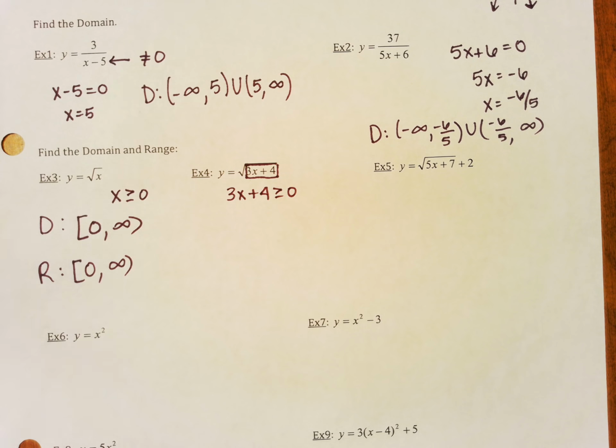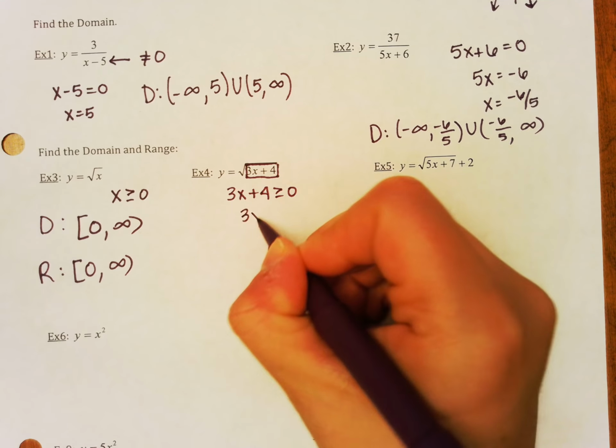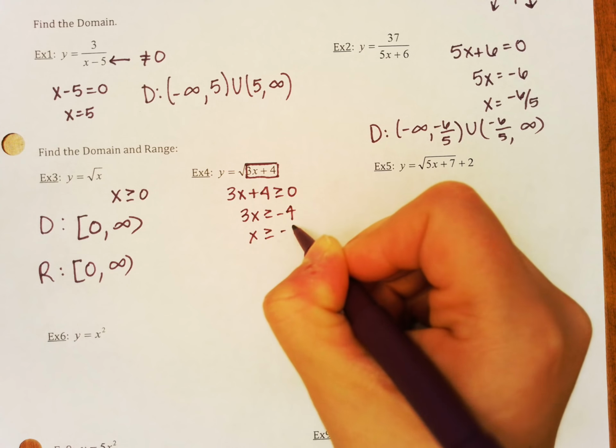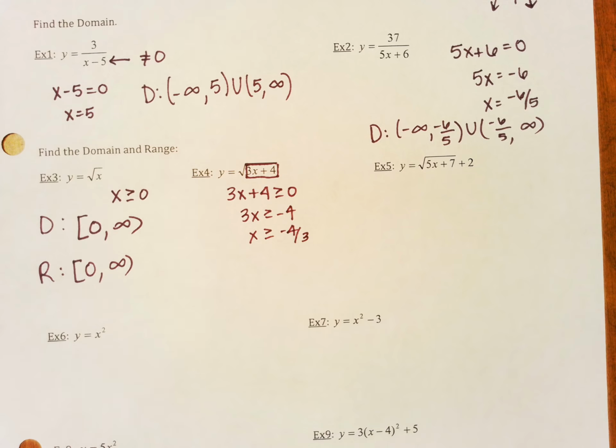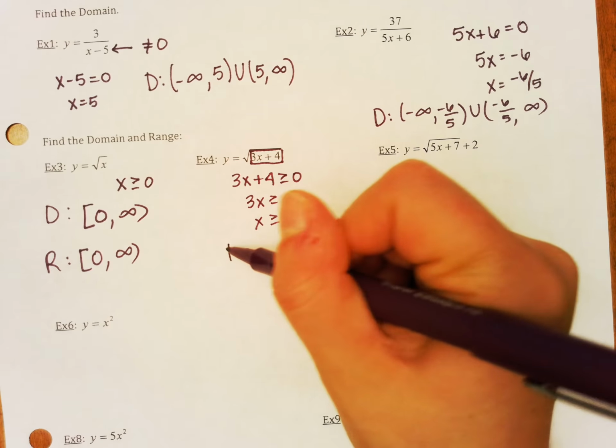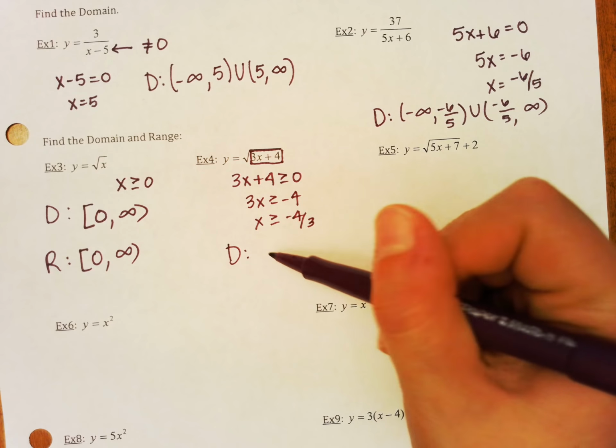I can't plug in negative 10 here. It won't work. You'll get an error. So we have to figure out where that cutoff is. So if I solve this, divide by 3, I again get that x has to be bigger than or equal to negative 4/3. So that defines my domain.